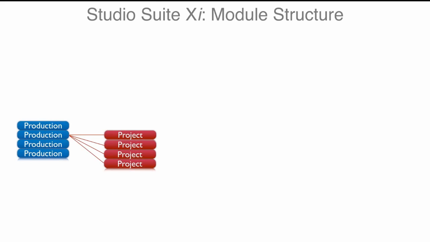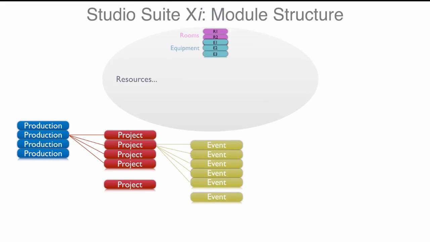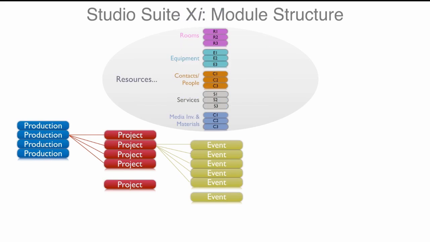And of course, you have multiple projects within a production, and projects can also stand alone. And within each project, you may have multiple events. And an event is when you've got any one of those resources we talked about in the other slide, such as your rooms, your equipment, your contacts, your people, your services, your media inventory, or any other materials, expendables, each of which could have multiple rates, hourly rates, daily rates, weekly rates, client-specific rates, rental style rates.